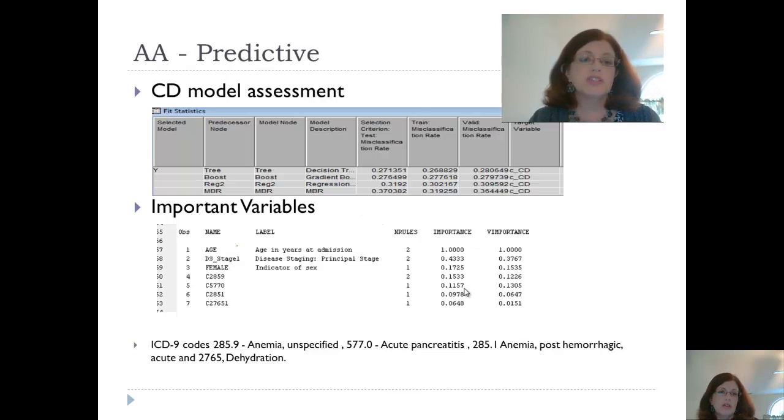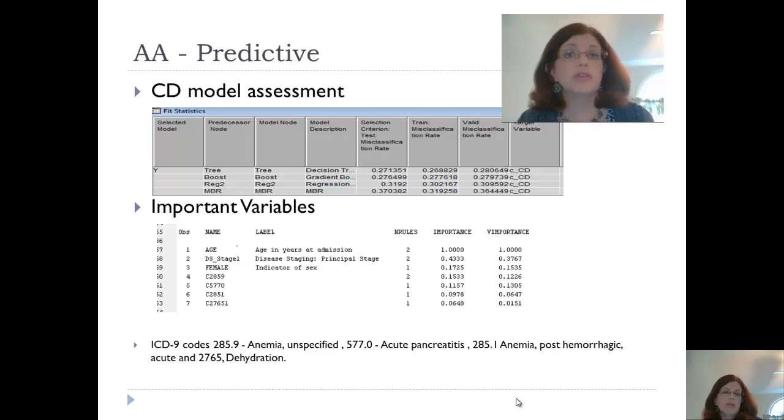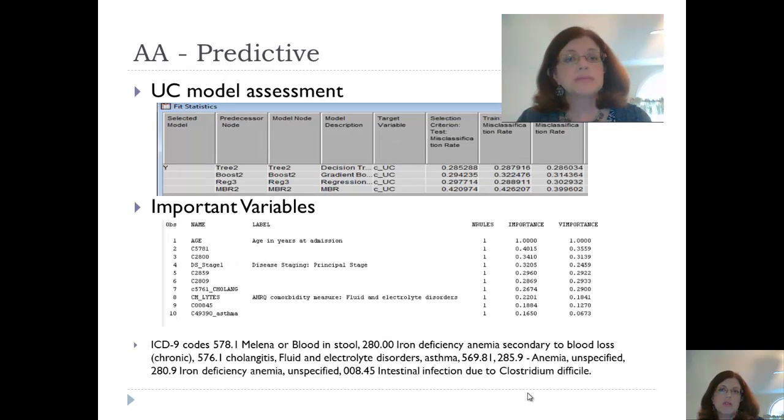And comparing the tree output, we find the important variables for IBD and IBS. What's the difference? Well, they all have age, gender, disease staging, digestive symptoms, and pain. The difference seems to be those ICD-9 codes, along with indications of anemia, malabsorption problems, pancreatitis, anemia due to hemorrhage, dehydration, and all those blood electrolyte type problems. Next, we'll look at the results of the predictive models for ulcerative colitis.